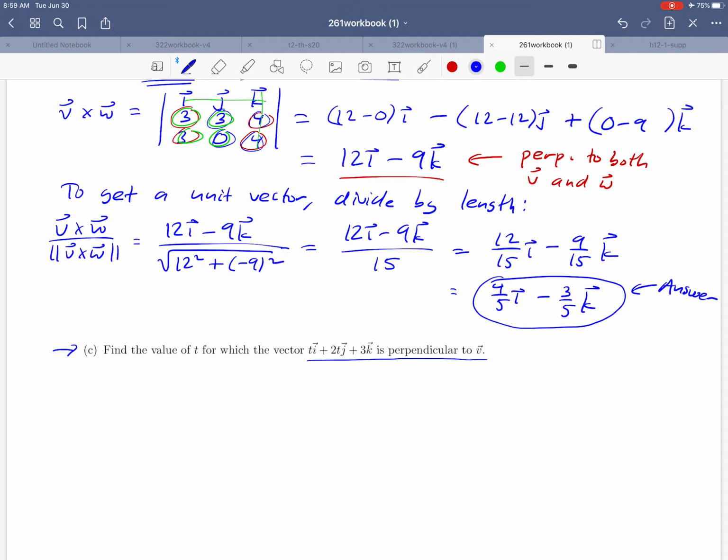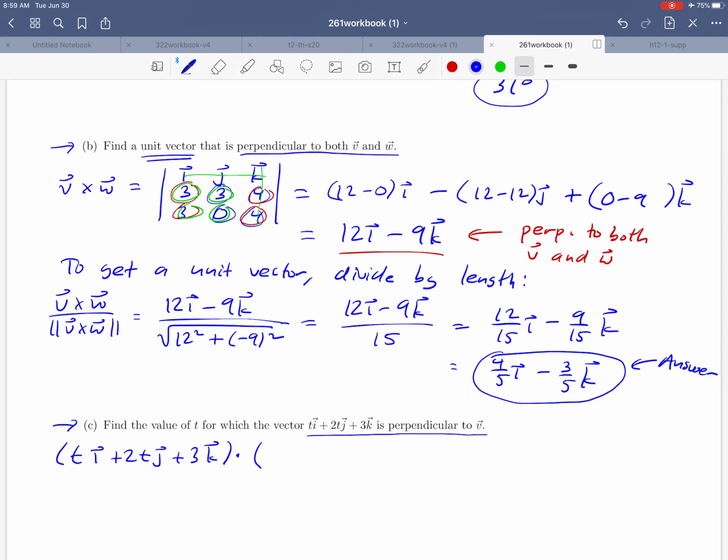Okay, so what is a simple test for determining when two vectors are perpendicular? You might remember that we mentioned that two vectors are perpendicular if their dot product is 0. So a nice quick way of answering this question is to just say that what we'd like is for the dot product of these two vectors to be 0. That will guarantee that they're perpendicular. Okay, and let's see, what was v again? I need to sneak a peek here. v was 3i plus 3j plus 4k.